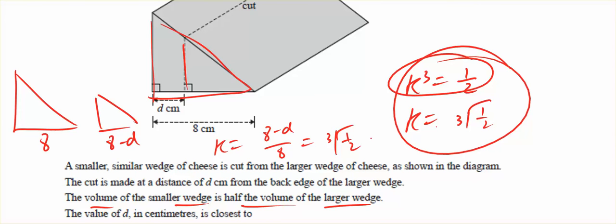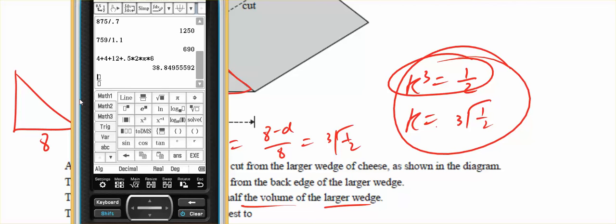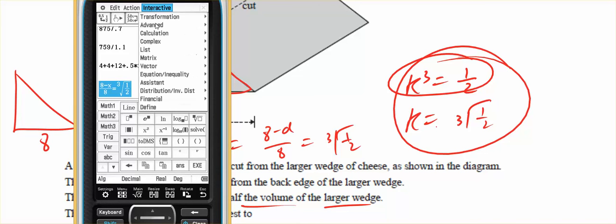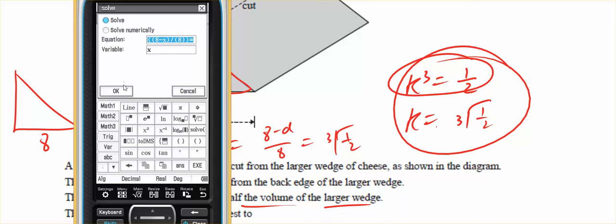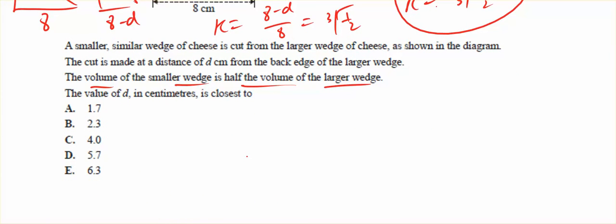So when I solve that, let's solve that on the calculator. We know that we're solving for D basically. We know that 8 minus x divided by 8 equals the cube root of a half. To get a cube root, you use the cube root of a half. I'm going to go interactive, advanced solve, for the variable x. 1.65. Okay, 1.65. So the answer is A, 1.7.